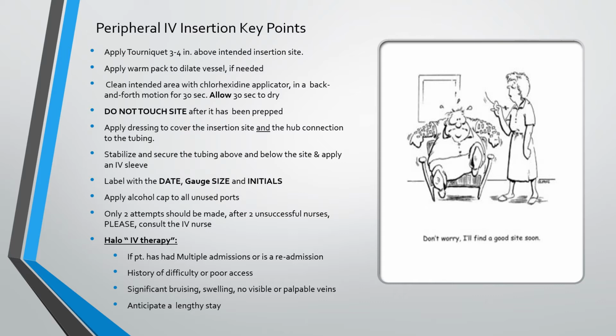Label with the date, gauge size, and your initials, applying alcohol caps to all unused ports. Only 2 attempts should be made per nurse. After 2 unsuccessful nurses, please consult the IV team. Halo the IV therapy department if the patient has multiple admissions or is a readmission, a history of difficult or poor access, has significant bruising, swelling, no visible or palpable vessels, and an anticipated length of stay.